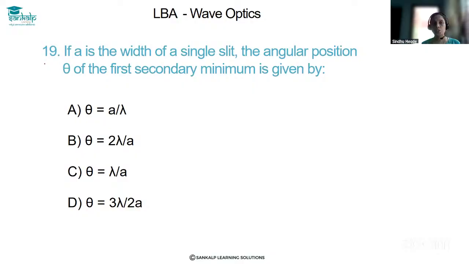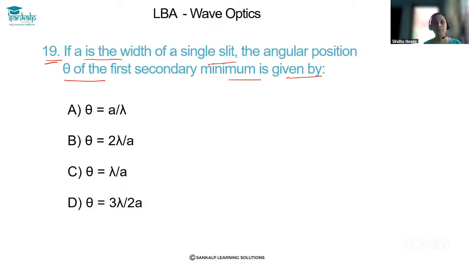Let us see question number 19. If A is the width of a single slit, the angular position theta of the first secondary minimum is given by option A, theta is equal to A by lambda. Option B, theta is equal to 2 lambda by A. Option C, theta is equal to lambda by A. Option D, theta is equal to 3 lambda by 2A.